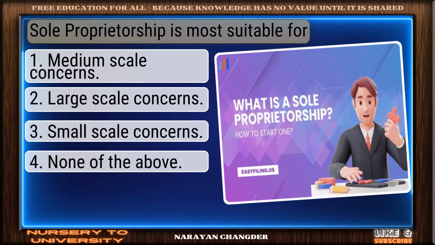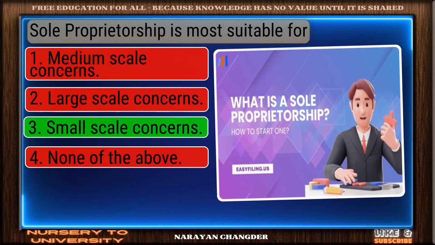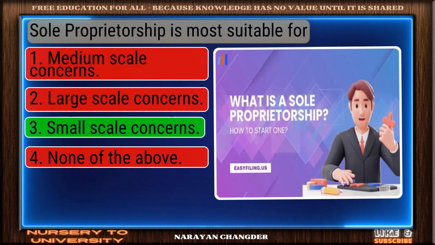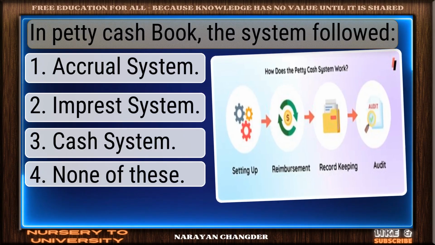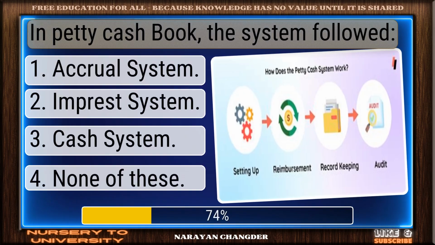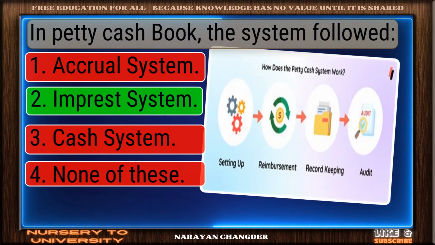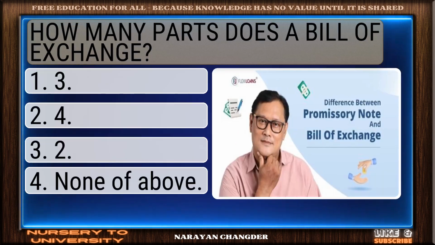Sole proprietorship is most suitable for. Right choice. Small-scale concerns is the best answer. In petty cash book, the system followed. Well picked. Imprest system is the correct answer.